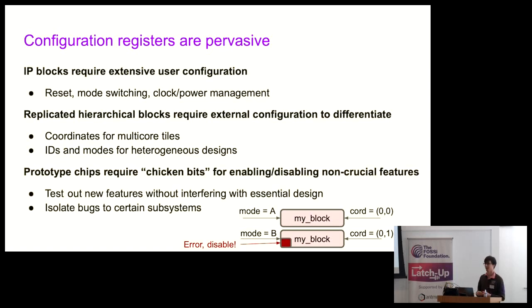And then, when you're making prototype chips, you often have these things called chicken bits, which are features that you think you want to use or you want to prototype out, but you don't want to cripple your system if they don't work. So you have runtime, after you tape out the chip, being able to isolate bugs to those areas.